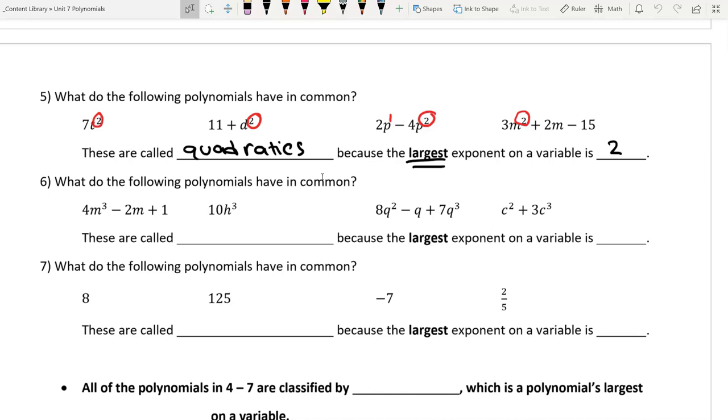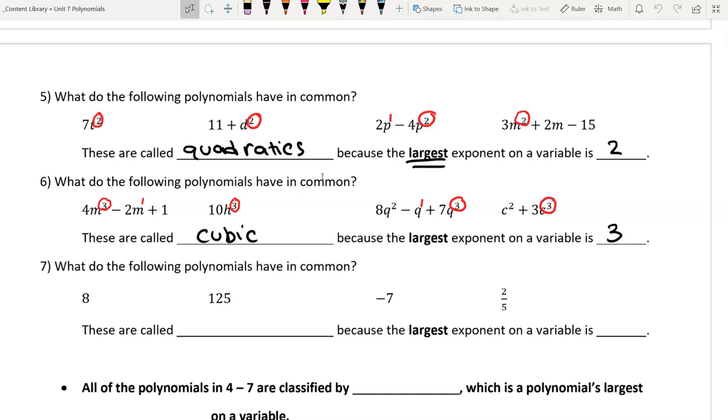The next one, circle your highest. Looking through that first one, we find a 3. I don't care about this, that's a 1. That's not the highest one, okay? H3, 2, 1, and 3. It's at the back, but that is the highest. C2 and C3. The highest degree is 3 for all of these, okay? So what is that called if we have a highest degree of 3 on a variable? That is called a cubic.